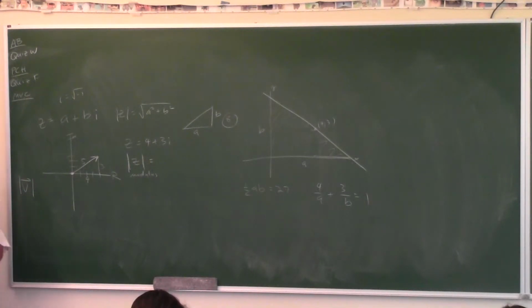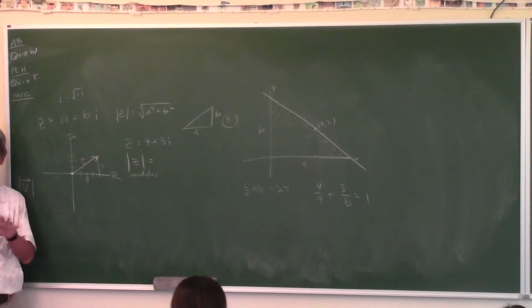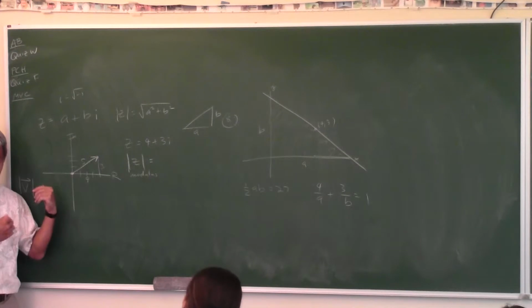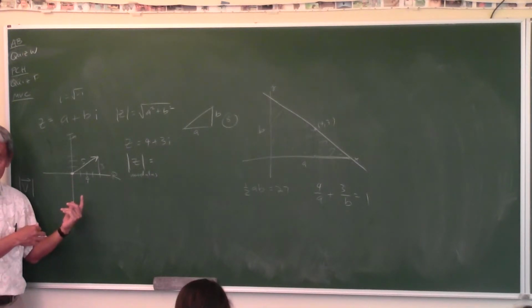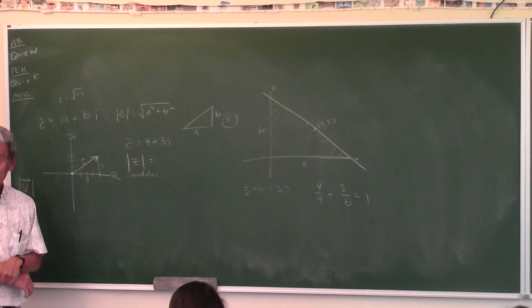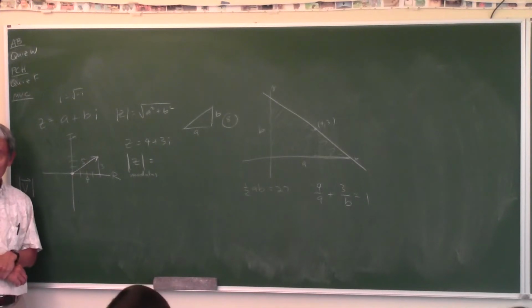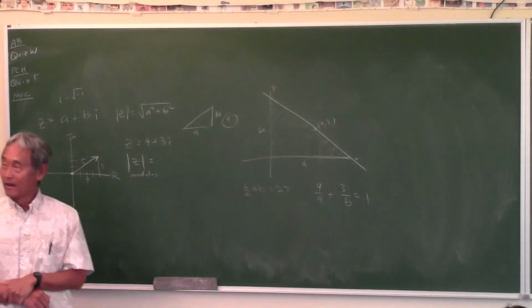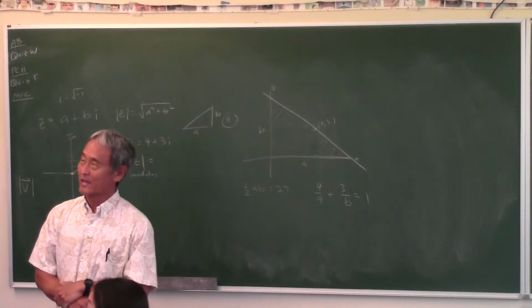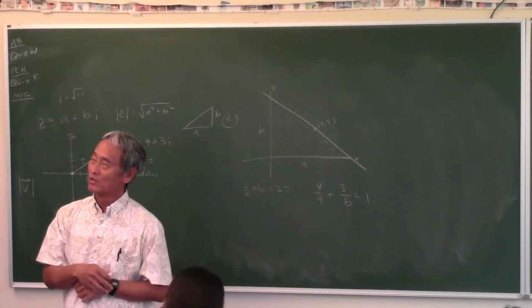Okay, so the beginning, yes. Does a vector have to come from the origin? No, a vector doesn't, but for complex numbers it does. Wait, why? Well, because that's just the definition of it.